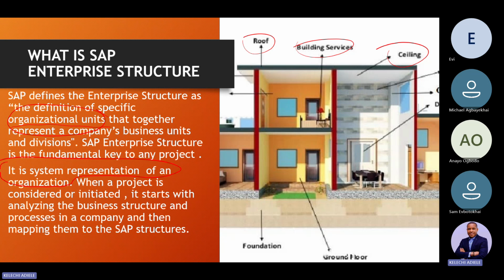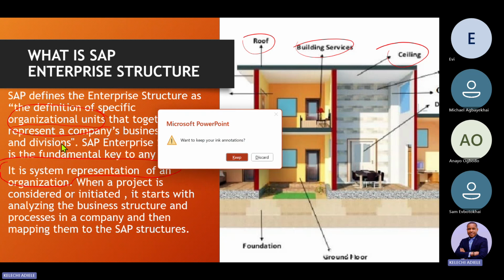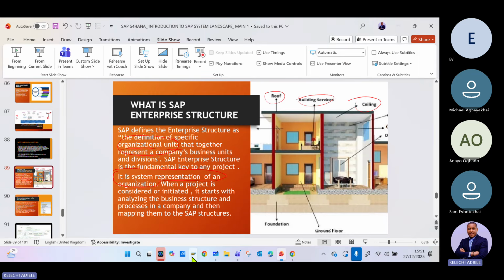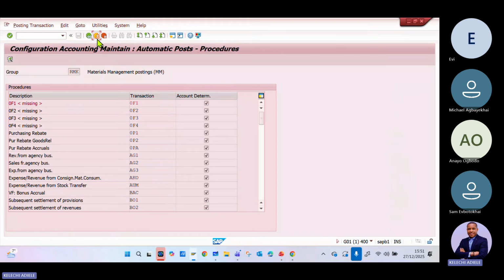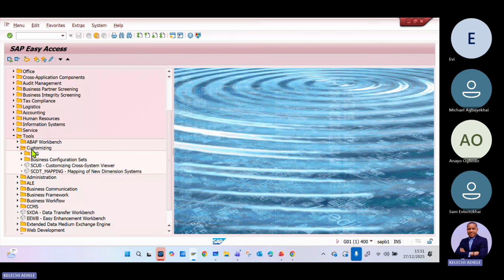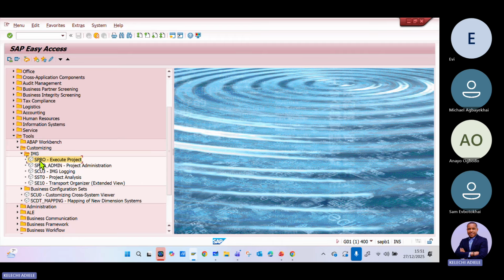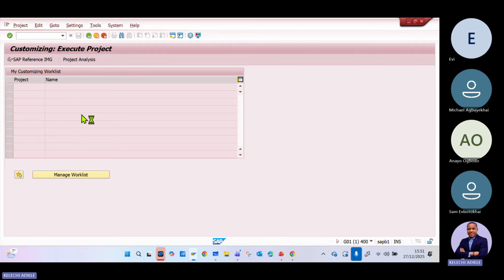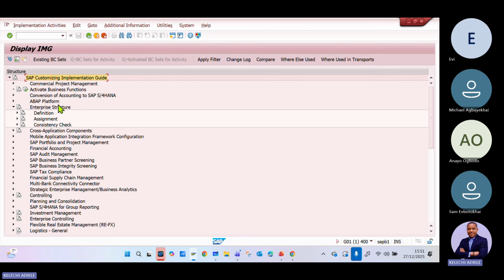The enterprise structure, which you will see in SAP, is not my terminology. Just check. If you go to SAP, let me take you to the long cut. If you go to tools, go to customizing. Remember, we talked about customizing. This is configuration. Go to SPRO. That's the project. And then this is enterprise structure. That's where everything starts. But this enterprise structure is a representation of the organization's business requirements we're trying to build.